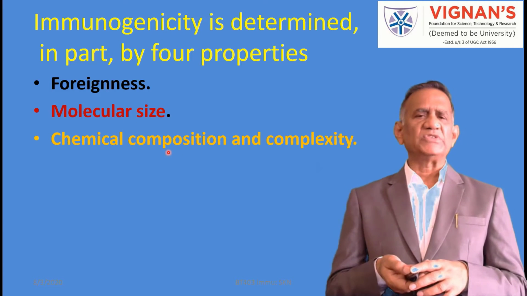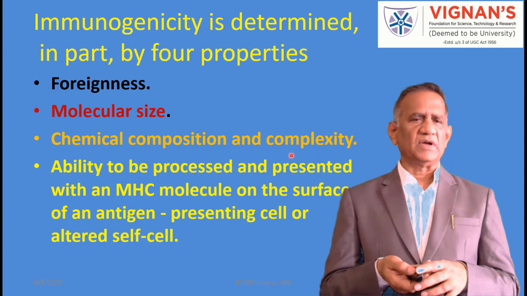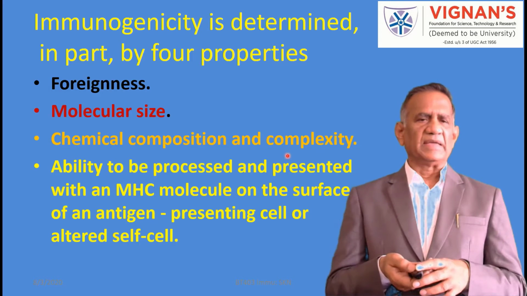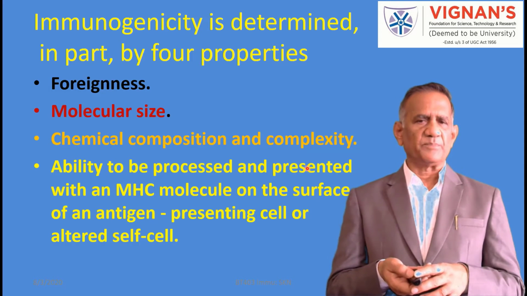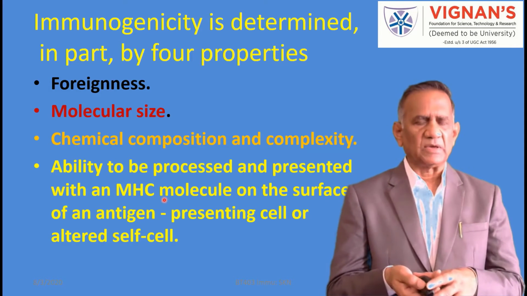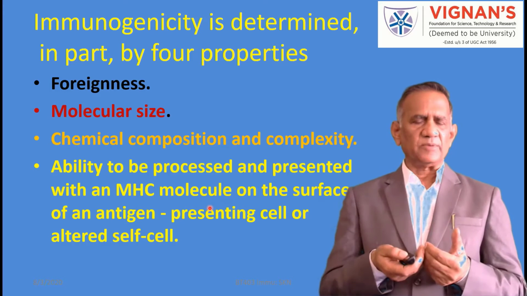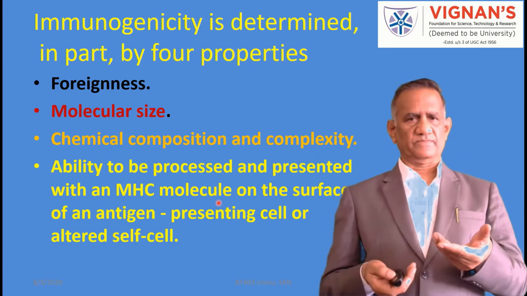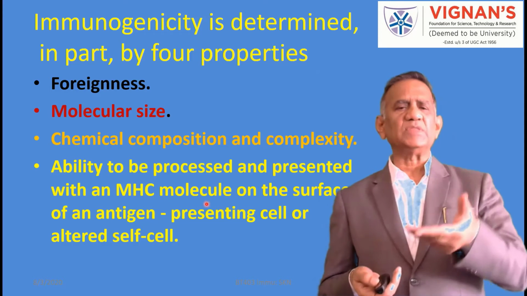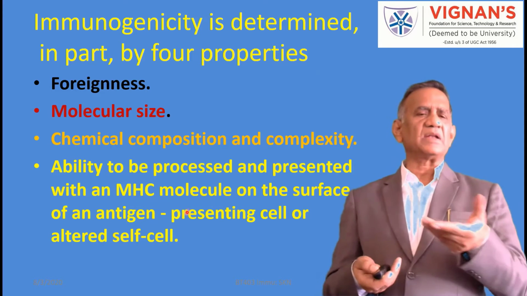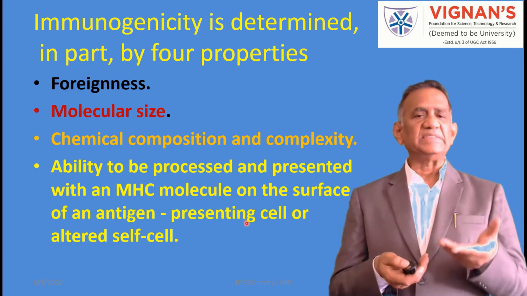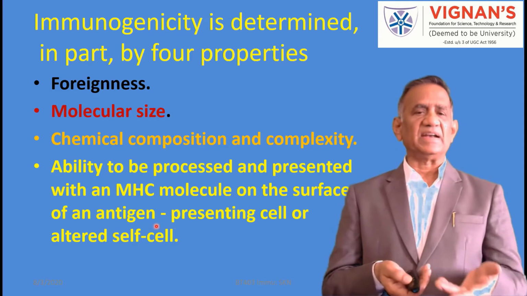Then chemical composition and complexity of the compound are of particular interest. Another property is the ability to be processed and presented with an MHC molecule. Whatever antigen we take, it has to get anchored to the MHC molecule. If it doesn't get anchored to the MHC molecule, then it cannot act as an antigen. So that one has to be presented by an antigen presenting cell, that is, the dendritic cell.